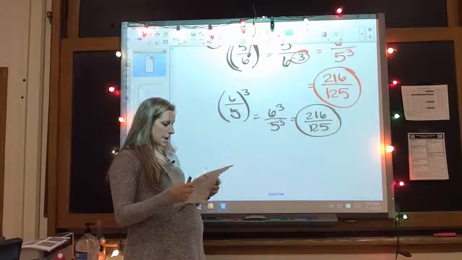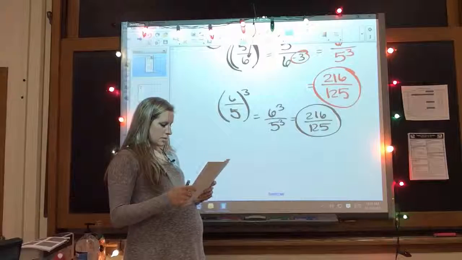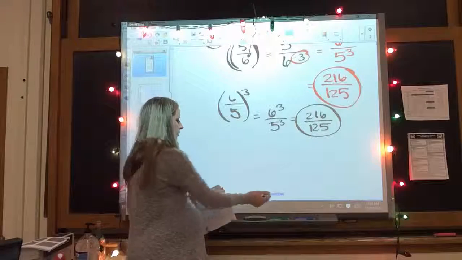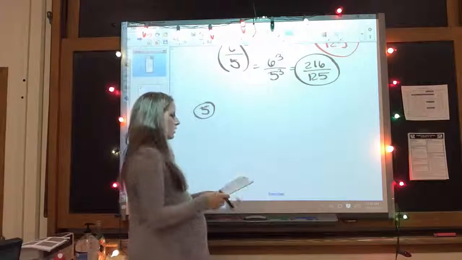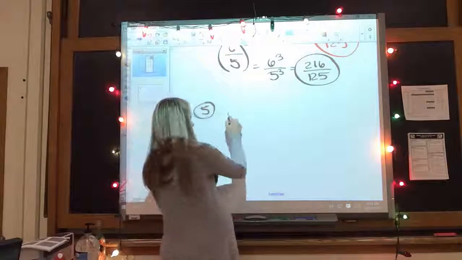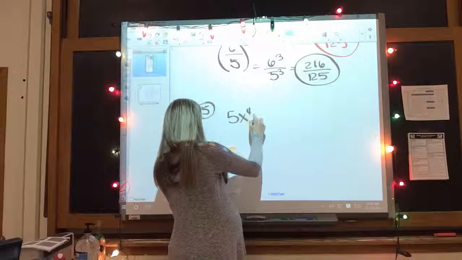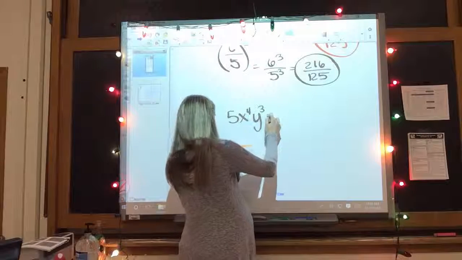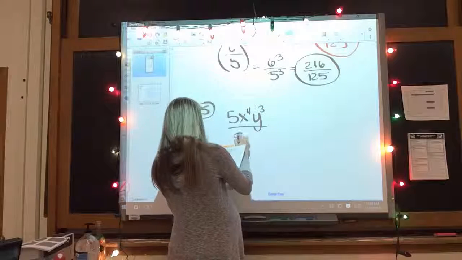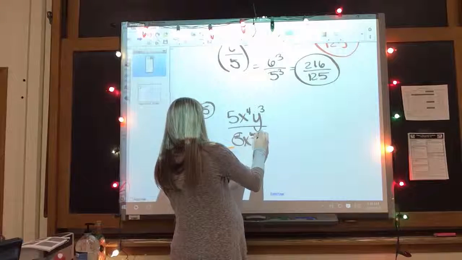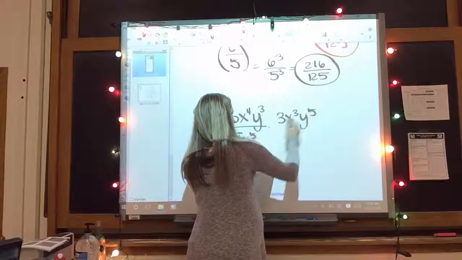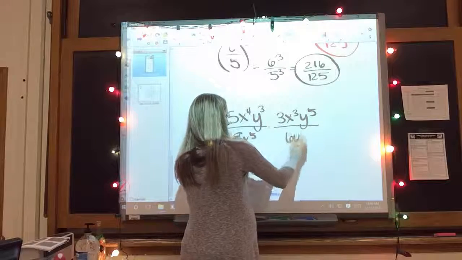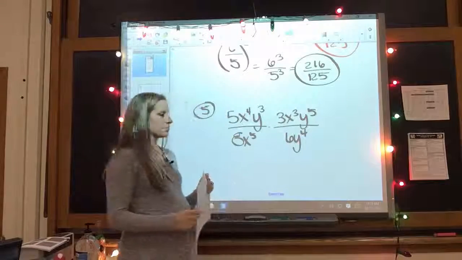Okay, the next page. All right, let's look at number 5. On number 5, we have 5x to the 4th power y cubed over 8x to the 5th times 3x cubed y to the 5th over 6y to the 4th.